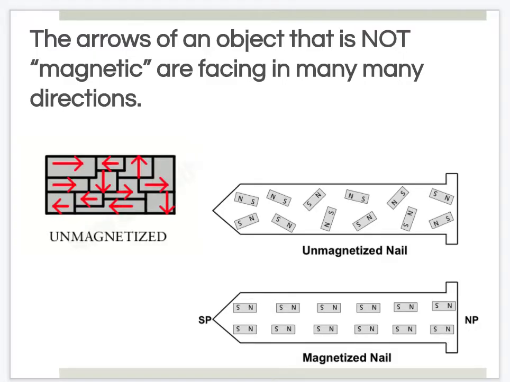The arrows of an object that is not magnetic are facing in many different directions. So you can take a nail and you can actually magnetize it, or make a magnet out of a nail. You might have done this maybe with a paper clip before, or maybe even a nail. But generally an unmagnetized nail is going to look like this. If you look inside, the arrows are pointing in all different directions. They're all kind of in an unorderly fashion. If you look at the magnetized nail, they're all going in a nice, even, equal direction.